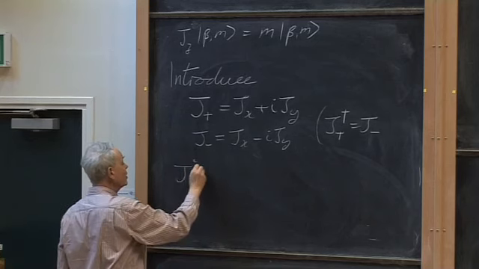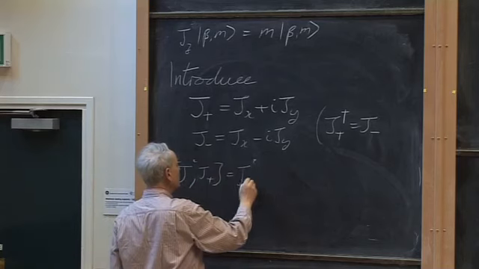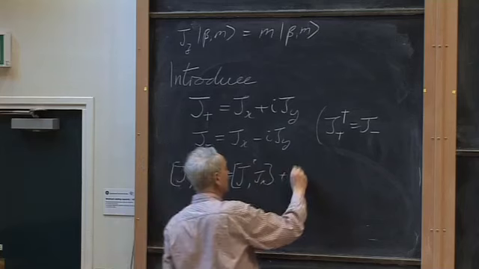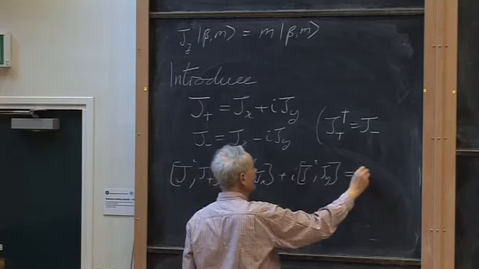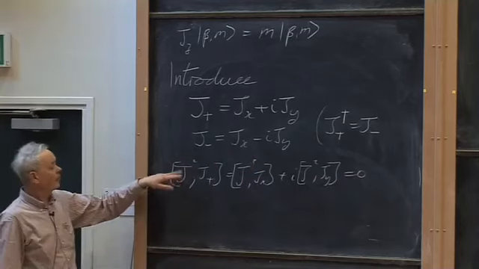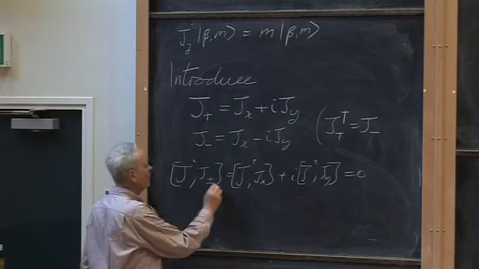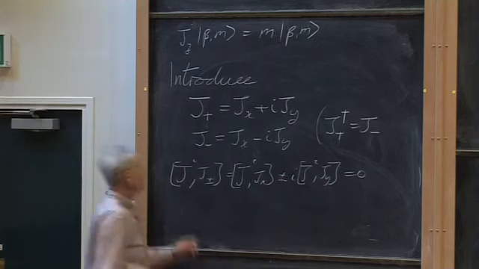We have that the commutator of J squared with J plus is nothing but J squared comma Jx plus i J squared comma Jy, which is nothing, because this vanishes and this vanishes, right? So J squared commutes with J plus, and of course it commutes with J minus as well, right? So this is plus or minus, it vanishes. What does that tell us?